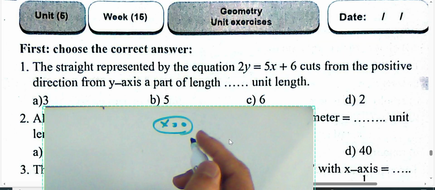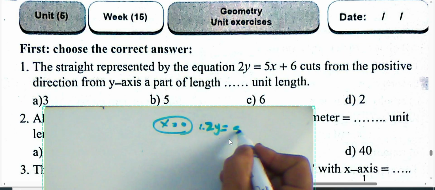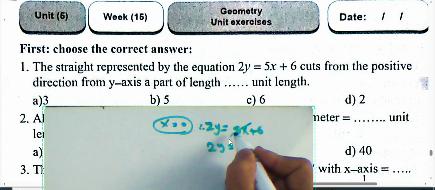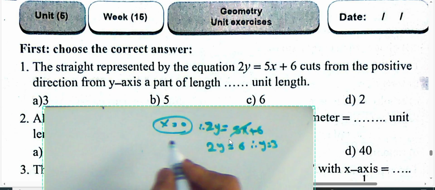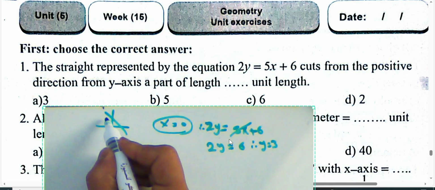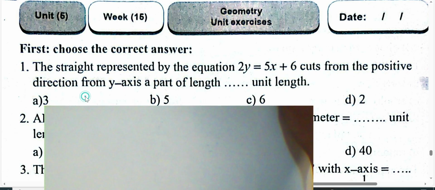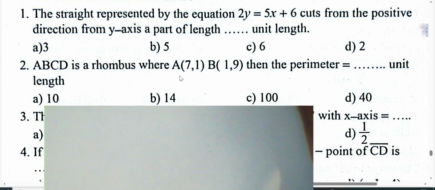Then we must put in the equation 2y = 5x + 6, x equals 0, then 2y equals 6. 6 divided by 2 equals 3, then y will be 3. Then the length of the part cut here will be 3 units. We have 3 units cut from the y-axis. The length will be 3 units. Please choose letter E.